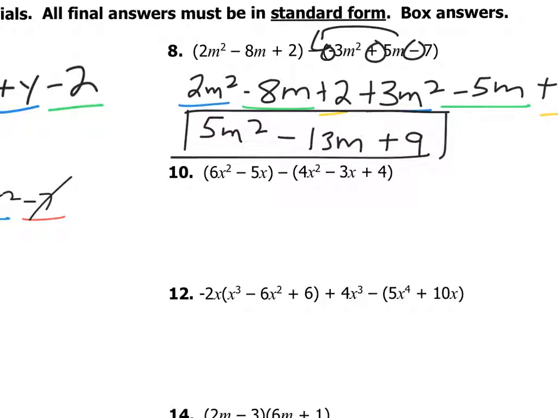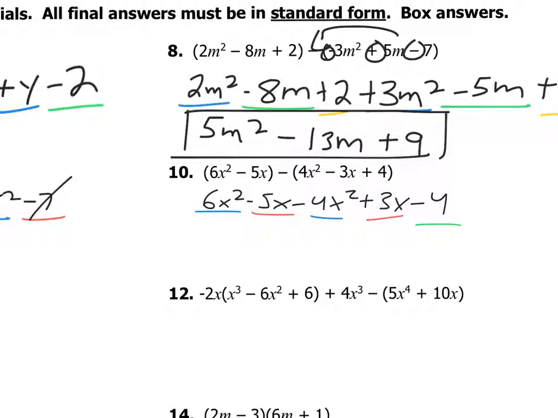All right, we're subtracting this time, so again, we change all the terms in the second polynomial to their opposites. So this would be 6x squared minus 5x minus 4x squared plus 3x minus 4. Then once again, you just combine your like terms. Take your time when you're doing this tomorrow on your test. We only have one constant here.